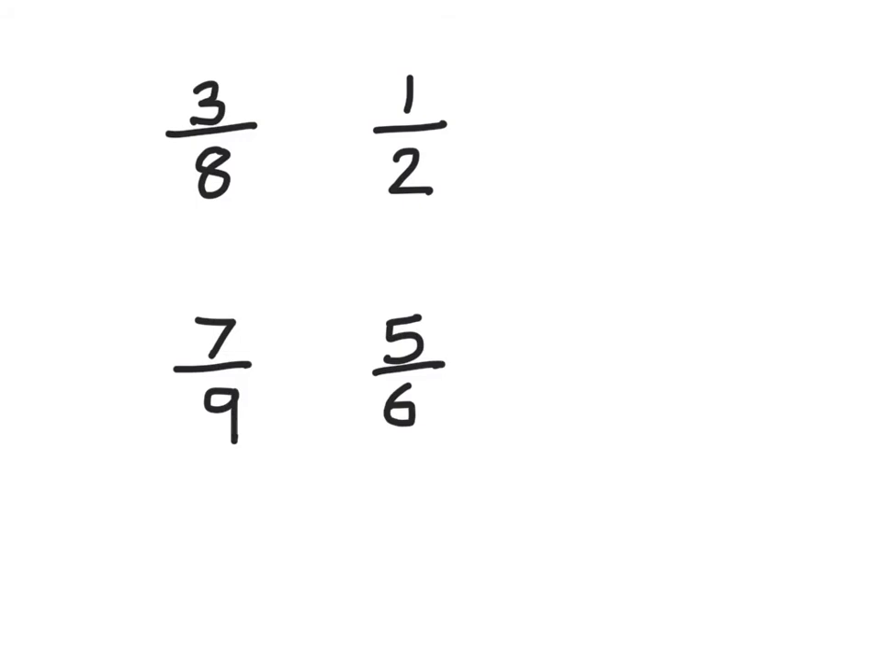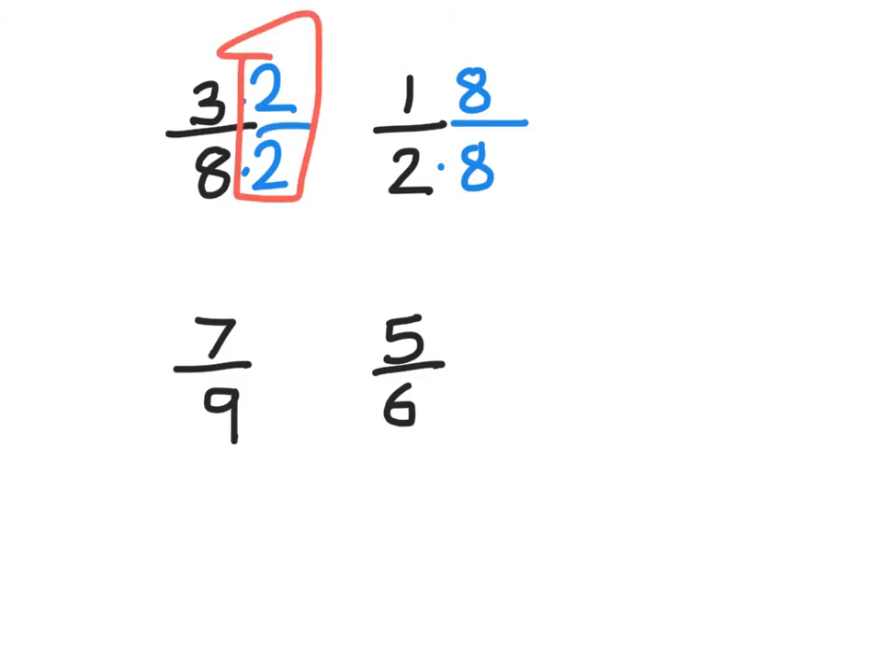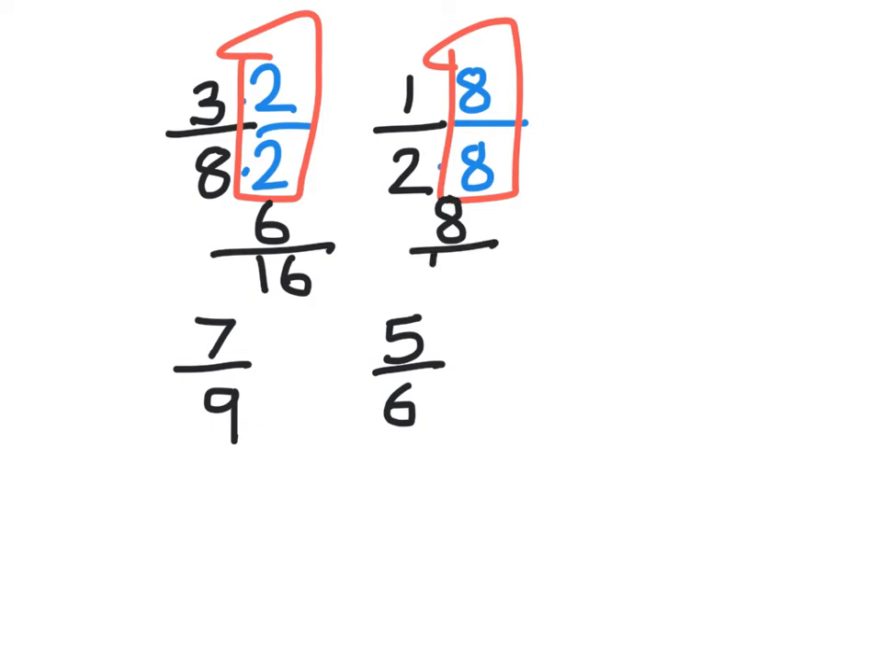Welcome back from pausing the video. 3/8 and 1/2. All right, let's compare. We can multiply each denominator by each other, and the same for the numerator. So again, we're multiplying by the giant 1. The first fraction, 3/8 times 2 over 2, becomes 6 over 16. The next fraction, 1/2, becomes 8 over 16. So in this case, 3/8 is less than 1/2.